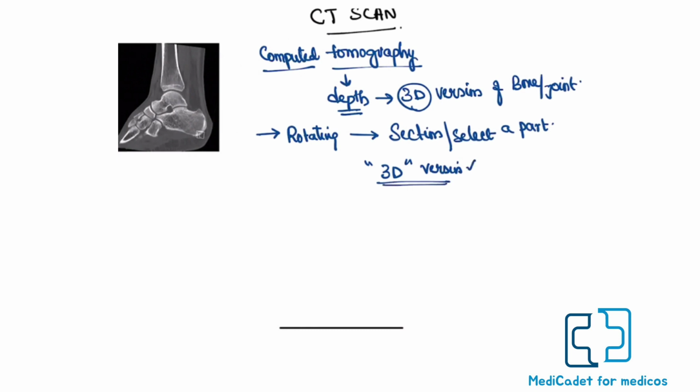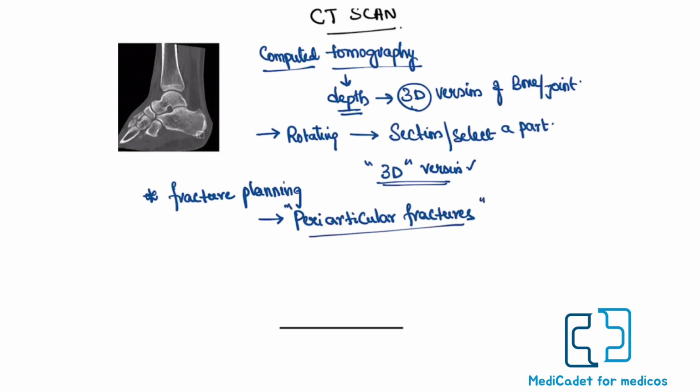So why is this necessary for us? Mainly the CT scan is necessary for fracture planning, so planning of the fracture fixation, right? So you need the orientation of the fragments. How are they oriented? How can you bring them together and fix it? So for that orientation, for pre-planning of your management, you need the CT scan. Especially these are important in your periarticular fractures. So they play an important role in periarticular fractures.